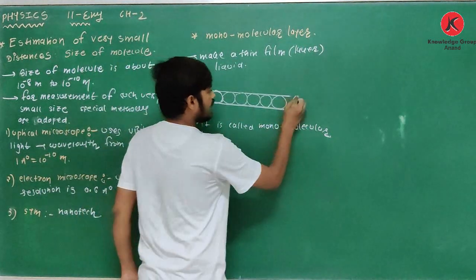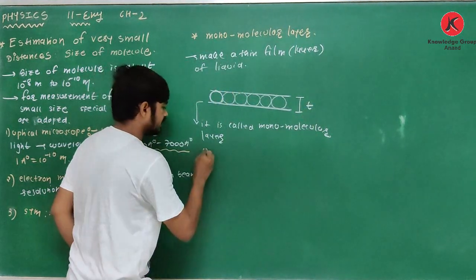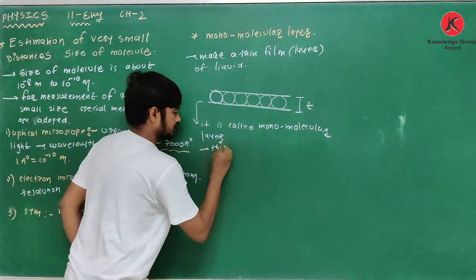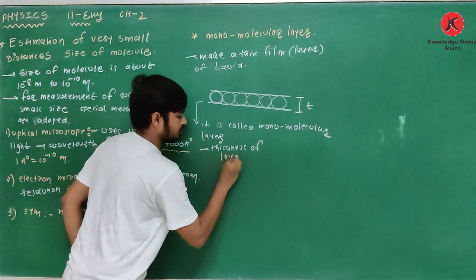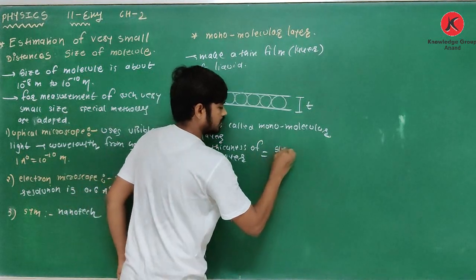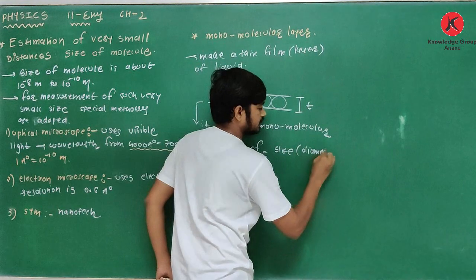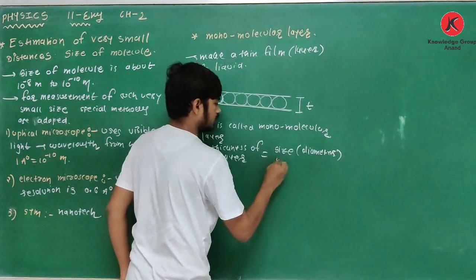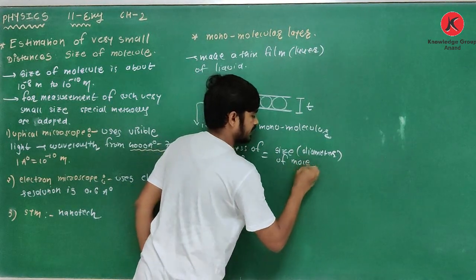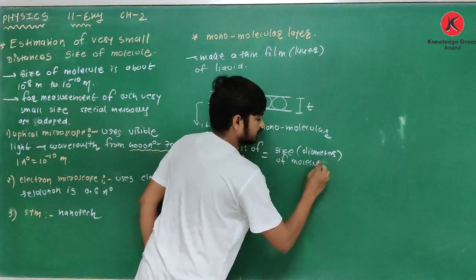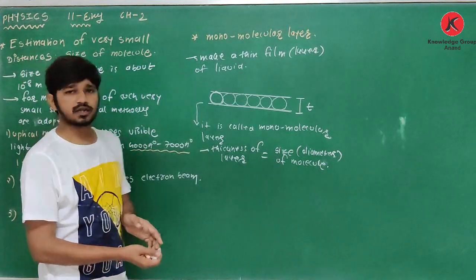Okay, so if I estimate the thickness of this layer, then in this case the thickness of the layer is equal to the size, or we can say the diameter, of the molecule. Clear about this?